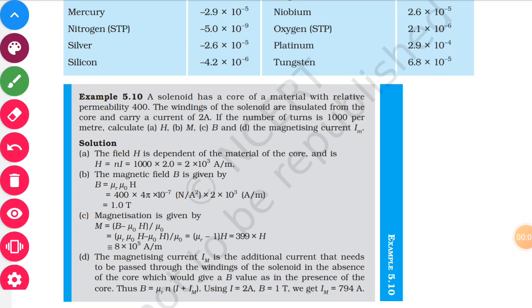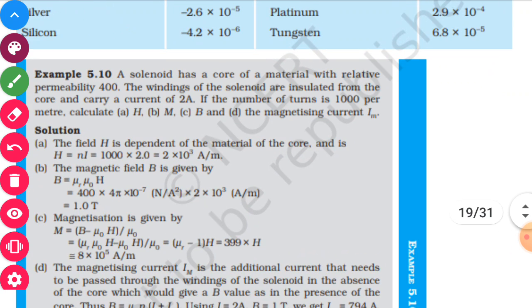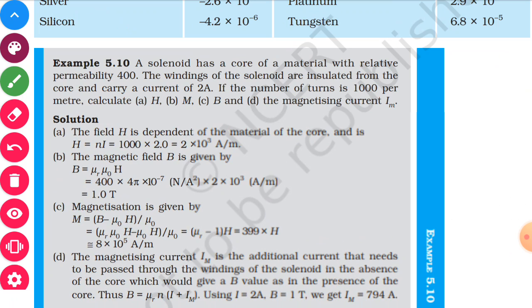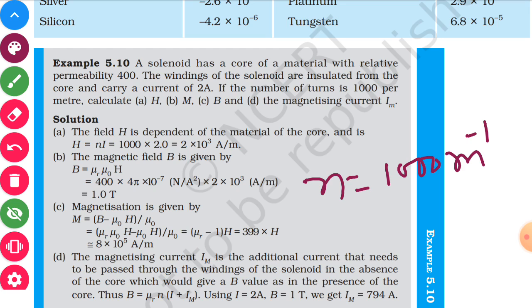Numerical number 5.10, rather example of the 5th chapter. A solenoid has a core of material with a relative permeability of 400. The windings of the solenoid are insulated from the core and carry a current of 2 ampere. If the number of turns per meter is 1000, or we can say the number of turns per unit length is given, n is equal to 1000 per meter.